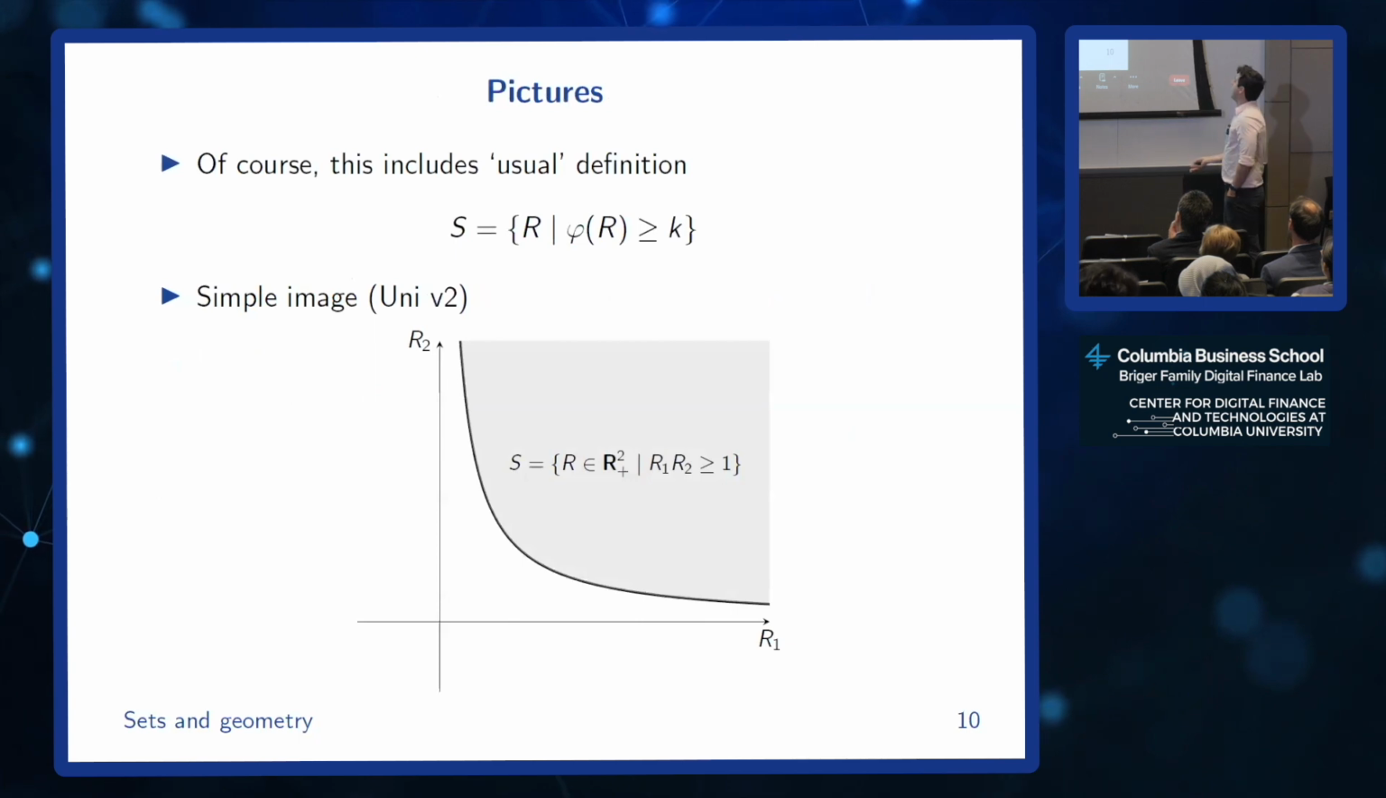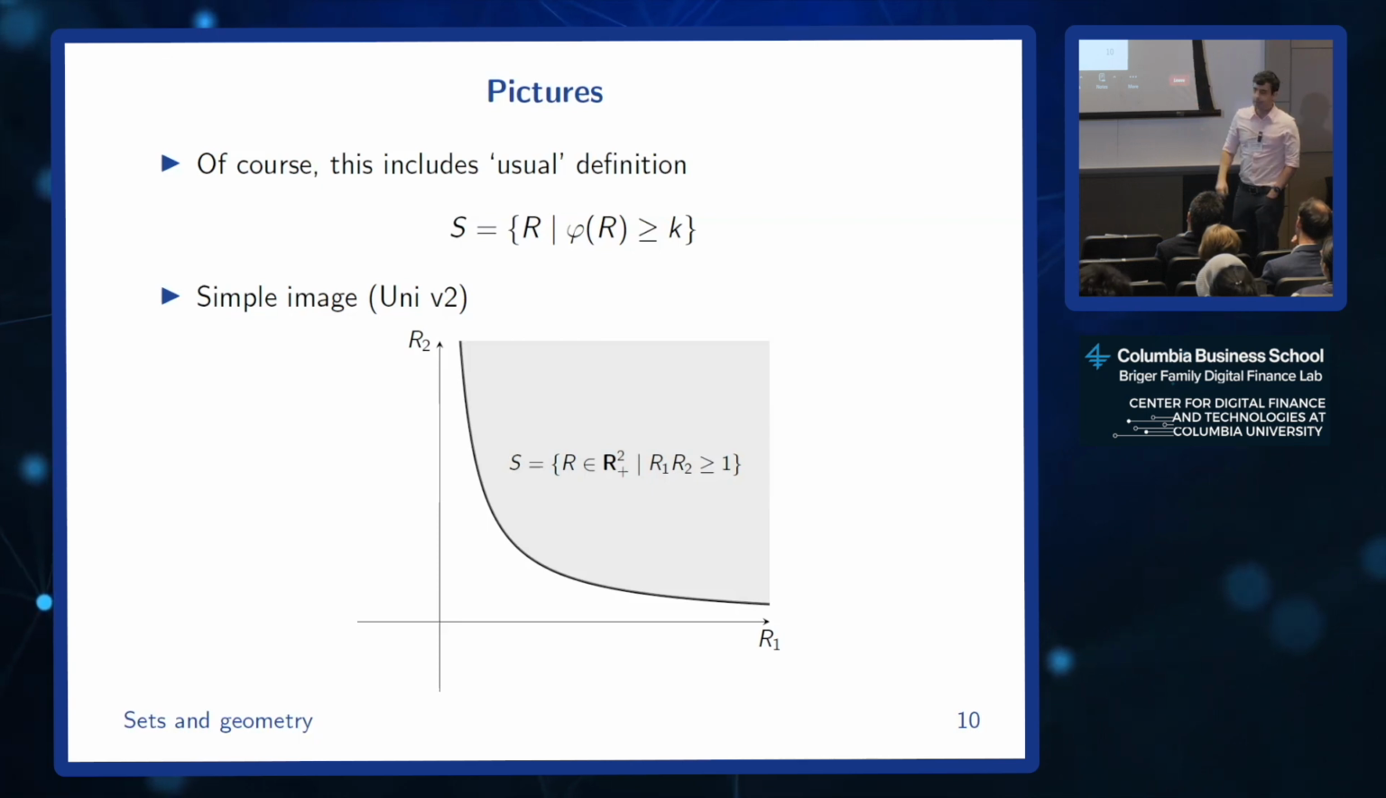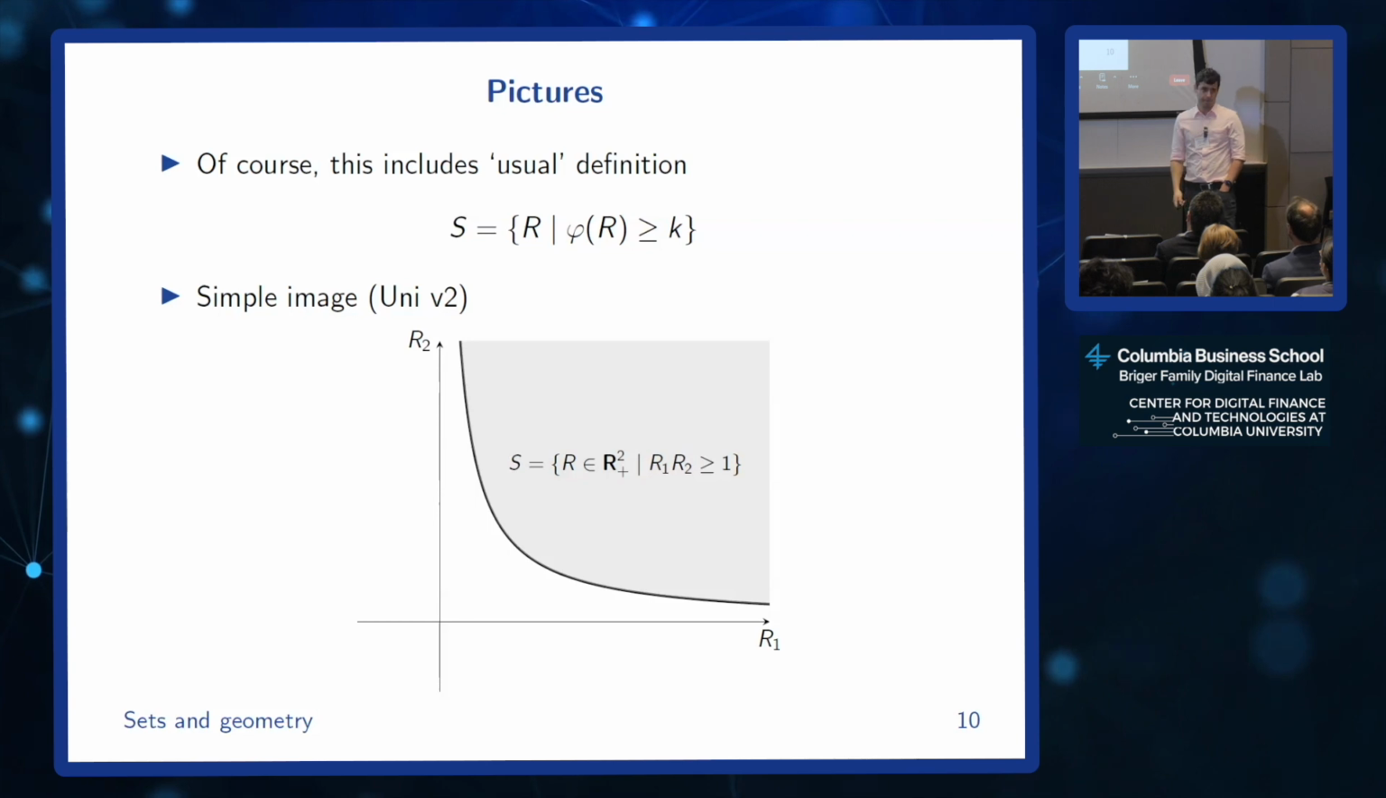Okay, so of course, this includes the standard definition that we all know and love. Certainly, we can define the set S as the set of reserves R such that some trading function, whatever your favorite one is, is at least as large as K, which is your constant. So the classic case is, of course, Uniswap V2, and that's simply to define the set S to be the set of reserves R such that their product is at least 1.